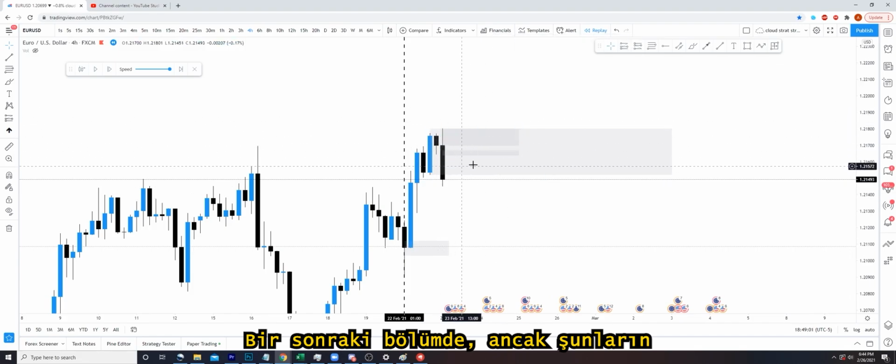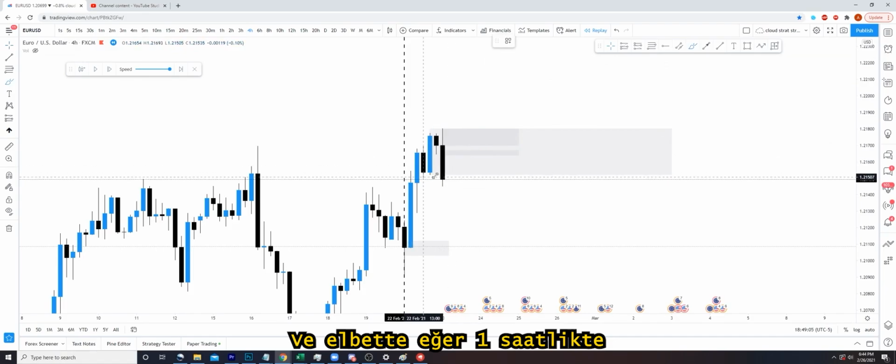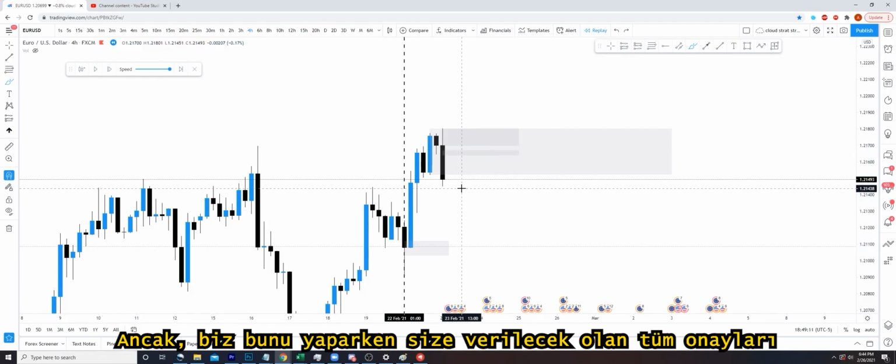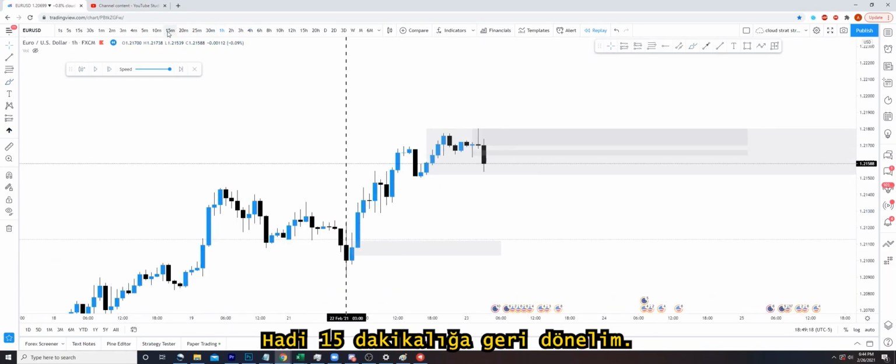However, you need to notice how all of these are now attuned to the same thing. And of course, if you're looking at structural breaks lower on the 1 hour, you can expect sells from areas like that. And that's a perfectly fine expectation. However, it's still not putting together all the confirmations that are going to be given to you as we begin to do this. So let's get back down to the 15-minute.